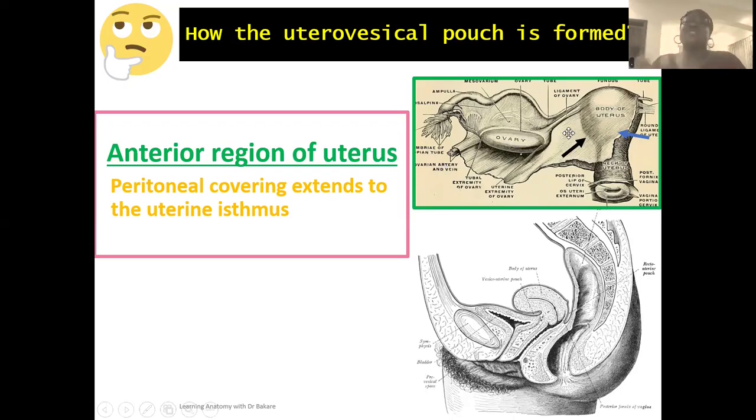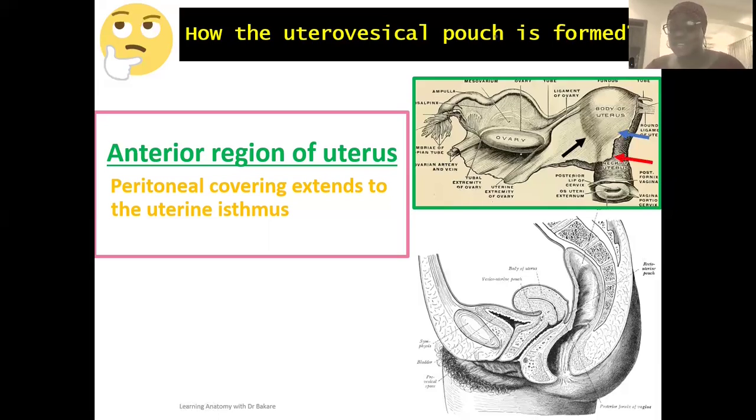Then if you go to the anterior border of the uterus, you see that at this region that is arrowed in red, we have the limit of the peritoneal covering. So it is seen to be limited to this region that is arrowed in red. And this region is the isthmus region of the uterus. We know that at the inferior border of the body of the uterus, we have a constriction point that is referred to as the isthmus. And this isthmus is what is arrowed here in red. This region is where we have the limit of the peritoneal covering around the anterior border of the uterus.